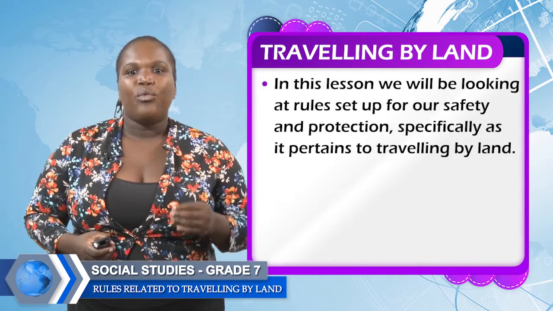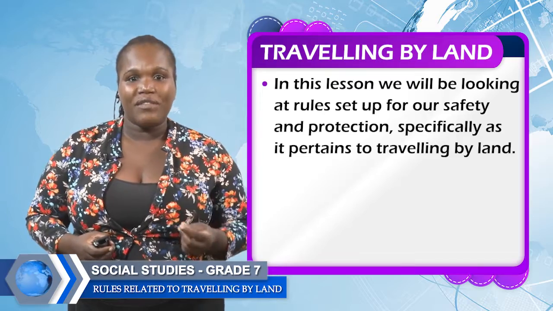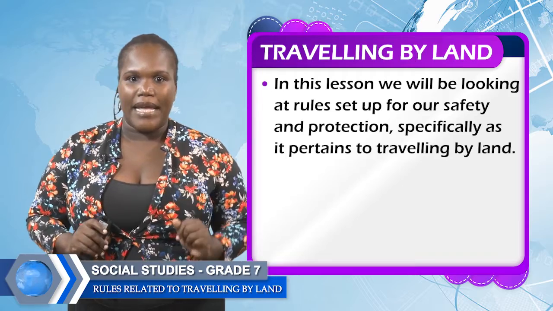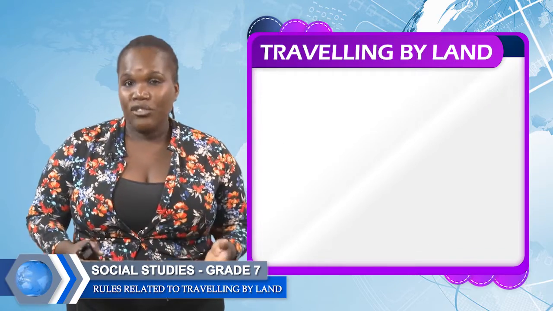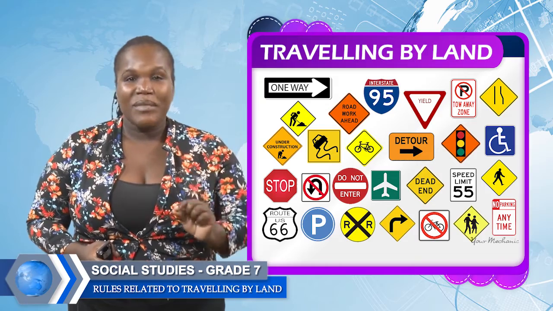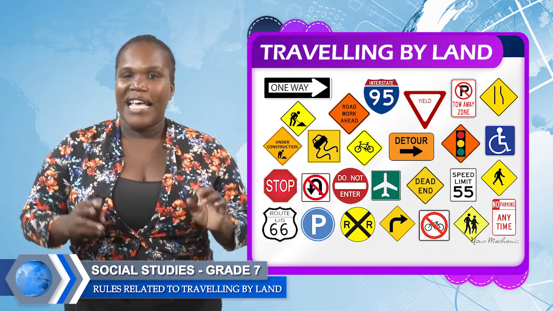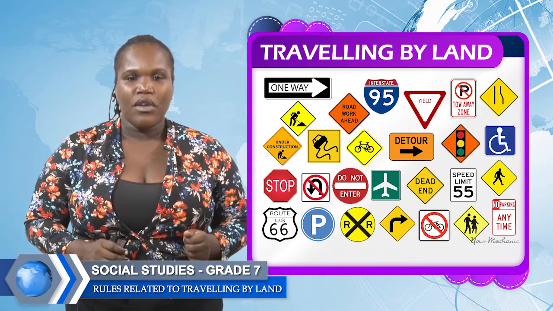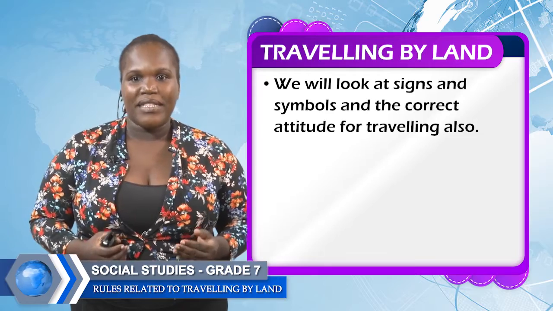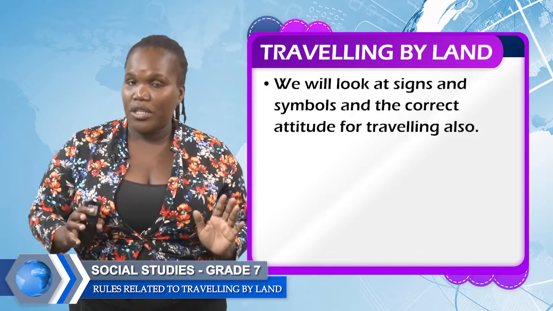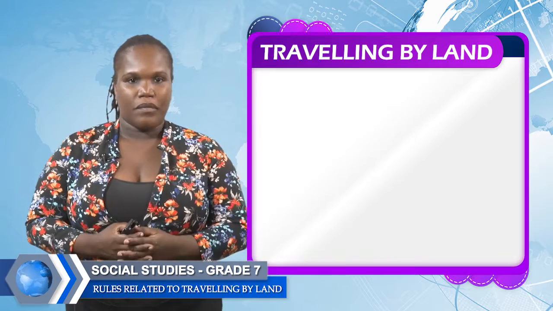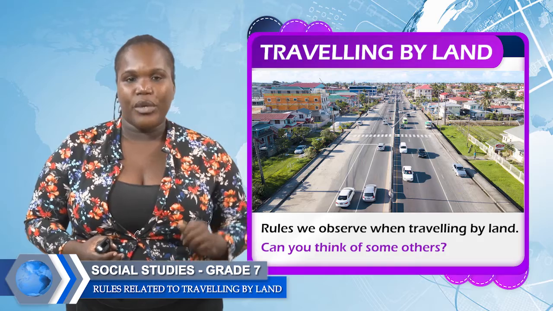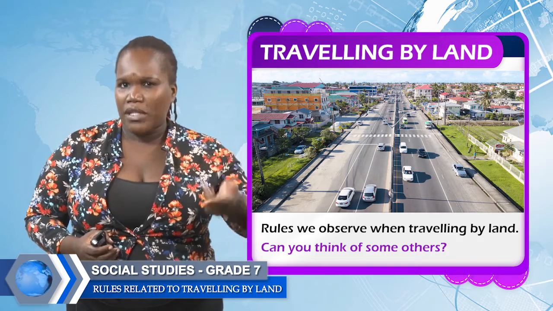In this lesson, we'll be looking at rules that are set up for our safety and protection, specifically as it pertains to traveling by land. When traveling by land, there is something critical that we must consider as it pertains to rules, and these are signs and symbols. So we'll be looking at signs and symbols and the correct attitude that we should adopt when we're traveling by land. Remember in our last lesson, we looked at rules that we should observe when traveling by land. Can you think of some others?